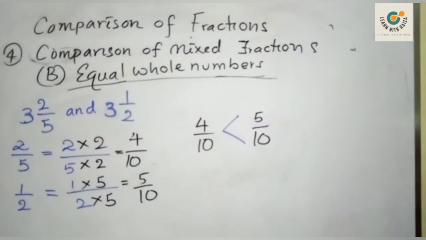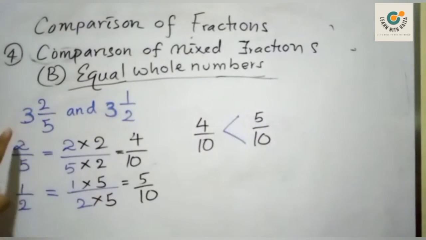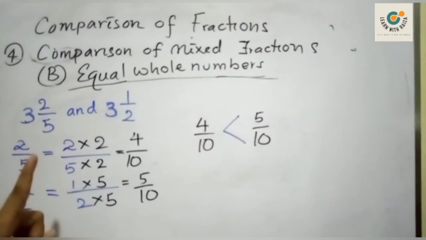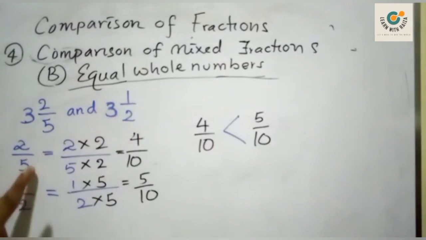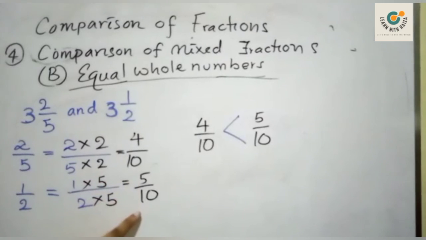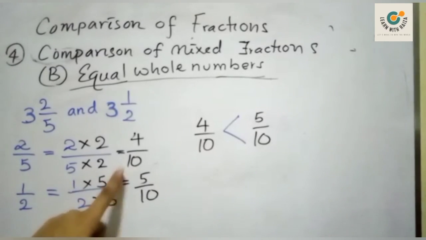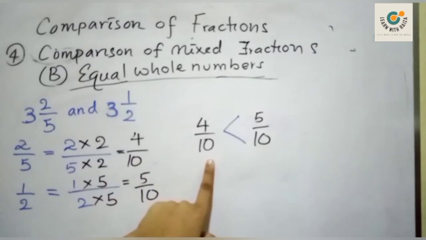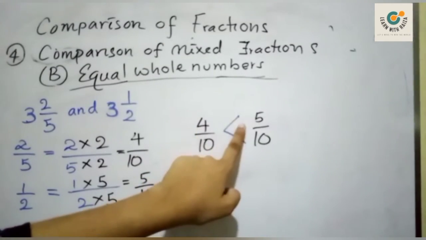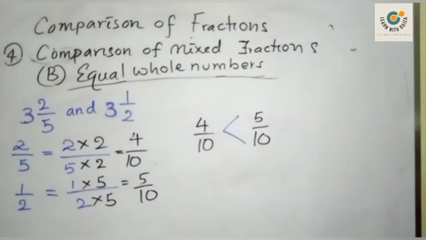So listen carefully. If you are asked to compare two mixed fractions with equal whole numbers, what you have to do? Take the proper fractions out. Make their denominators the same. Check whether the smaller one can make the larger one. If it cannot, what you have to do? Get the LCM, make the denominators the same, get the equivalent fractions, and compare their numerators. The larger numerator will be the larger fraction.